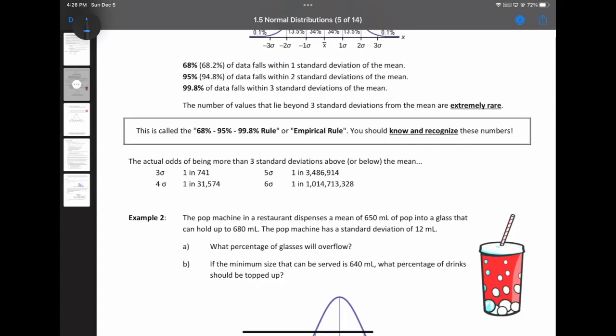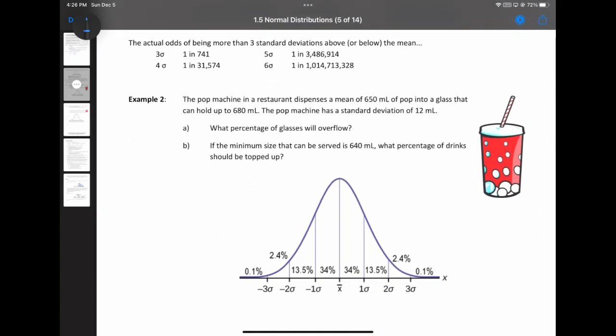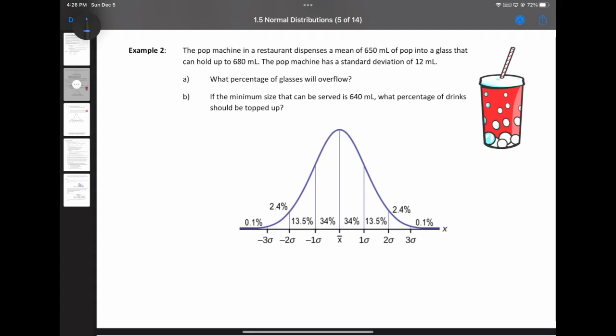Okay, so let's actually try solving a problem using this simple table with no information other than the mean and the standard deviation. So for our example 2, we have a pop machine. By the way, this was inspired by my teenage work at McDonald's. It's not exactly accurate, but it's kind of close to what actually did happen there.